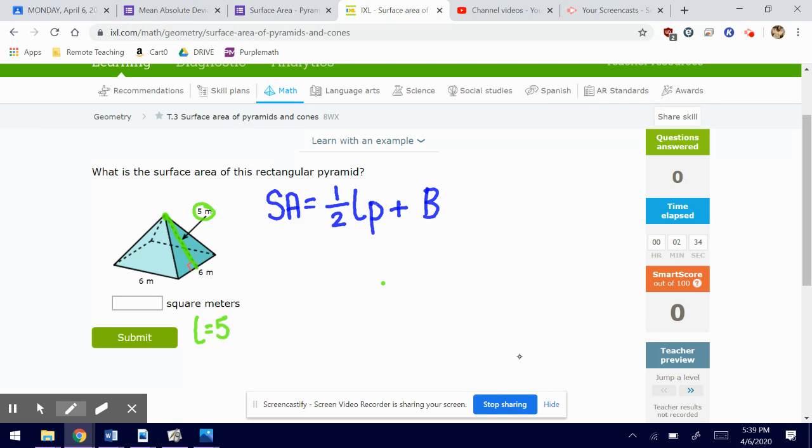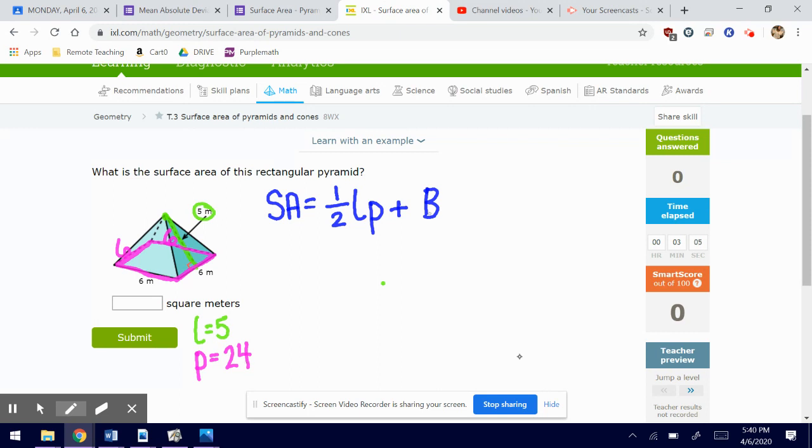Okay? P is going to be the perimeter of your base. So the base of this pyramid is going to be this square. Perimeter means I add all the sides. So if this side's 6, this side's also 6, and this side's going to be 6. So 6 plus 6 plus 6 plus 6 is going to be 24. So that means my P, which stands for perimeter, is going to be 24.